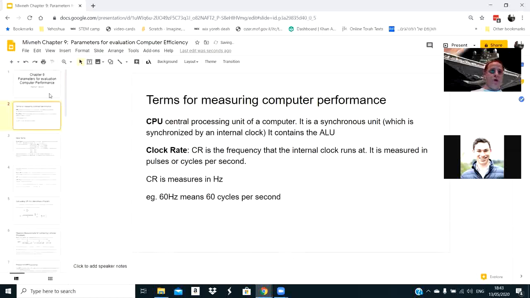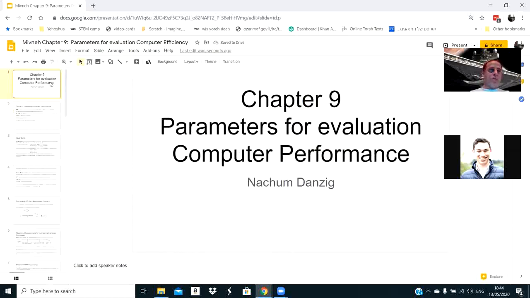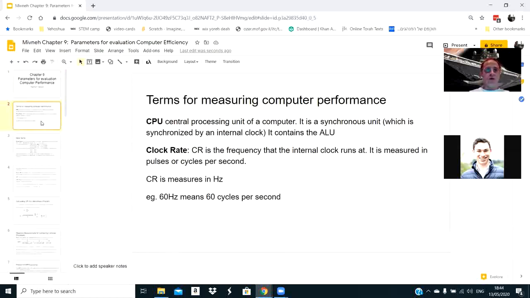Okay, so we're talking about parameters for evaluating computer performance. That means how do we tell whether one computer is better, faster, more efficient than another computer? Better, faster, more efficient are all synonyms in this case. I don't mean to say three different things. I just mean to say in some way it performs better.